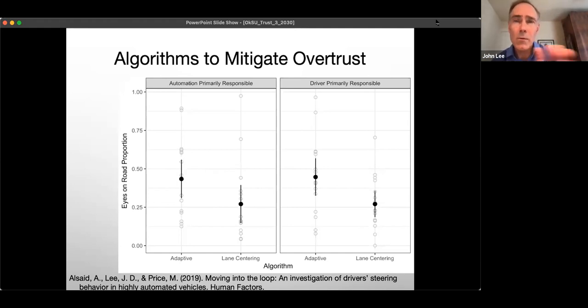The two graphs differentiate the instructions we gave to the drivers. On the left, we told the drivers that they were primarily responsible, which is roughly equivalent to the level 2 SAE automation. The driver is responsible. On the right, on the left, the automation is primarily responsible. On the right, the driver is primarily responsible.